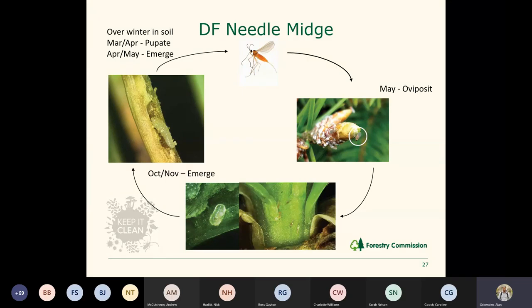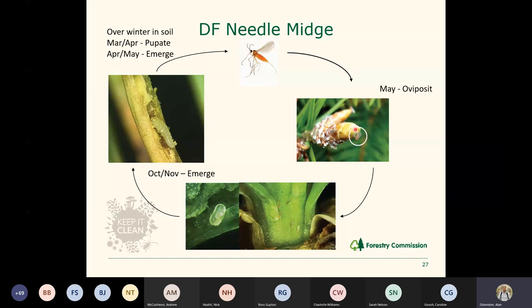So looking at life cycle, we'll start up in the top here. The mature larvae overwinter in the soil, they pupate and emerge then as adults in around about April, May time. They have a lifespan of about a few weeks, so really quite short-lived things. But they'll go on to mate and then oviposit, so lay their eggs in the forming buds of Douglas fir for that year.